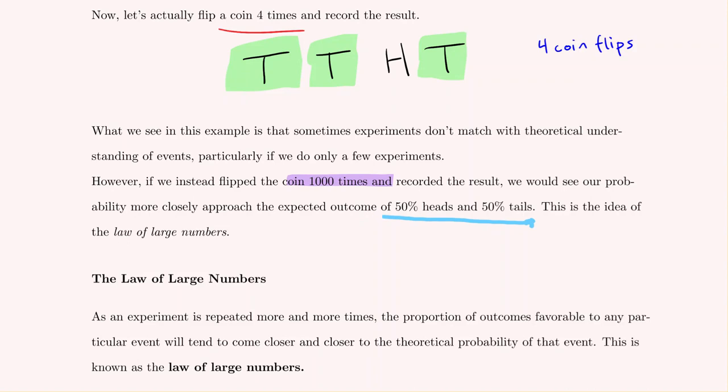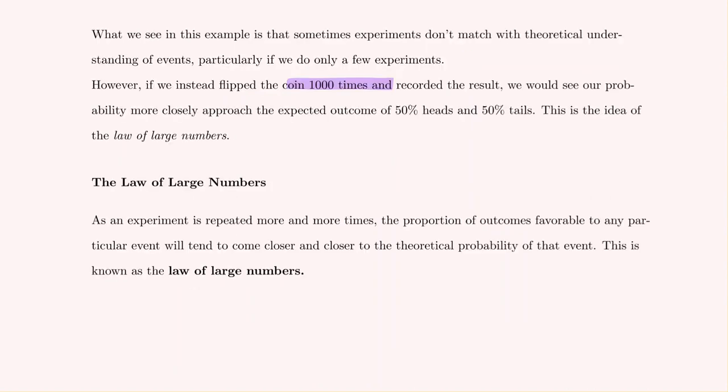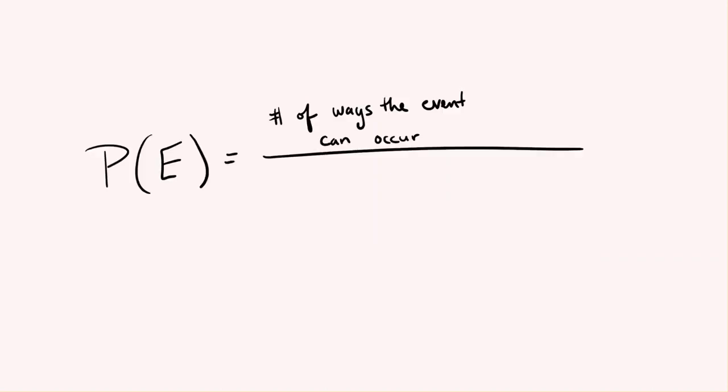And this is the idea of the law of large numbers. The law of large numbers tells us that as an experiment is repeated more and more times, the proportion of outcomes favorable to any particular event will tend to come closer and closer to the theoretical probability of the event. So the more times I repeat the experiment, the closer the results of the experiment will match my theoretical expectations. So in closing, keep in mind our formula for probability: the probability that an event occurs is the total number of ways the event I'm looking for can occur divided by the total number of possible outcomes.